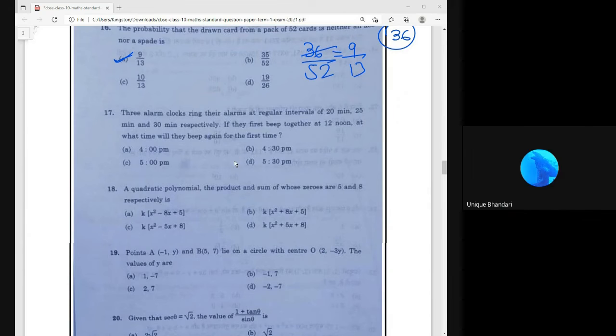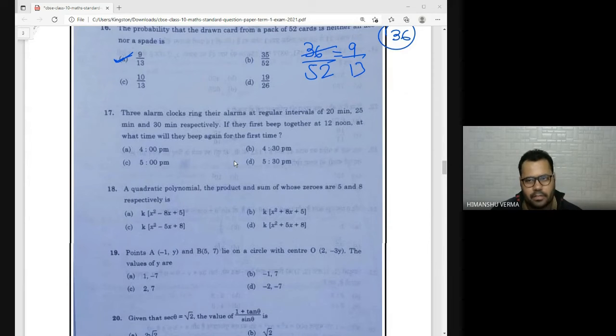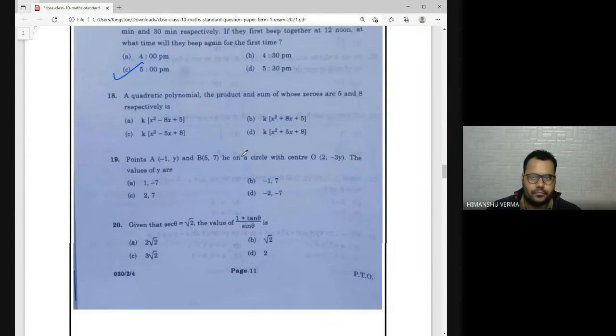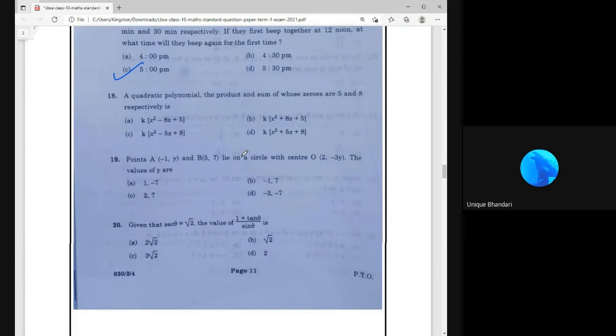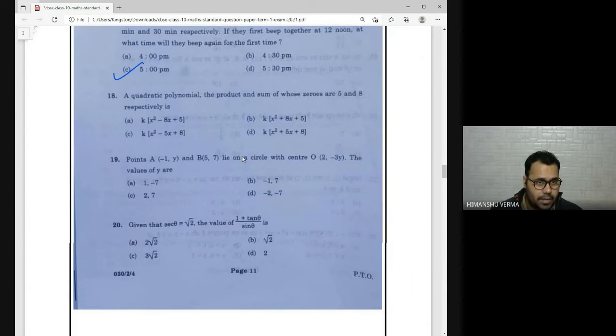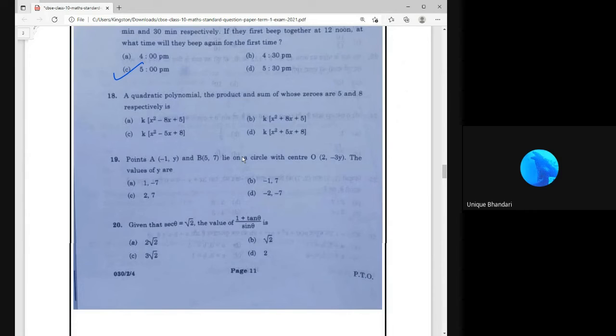Sir. What did you select? Firstly make it, then we'll discuss it tomorrow. Yes, tell me. Option C. Correct. 18th one, option C. Again C. No, option D.